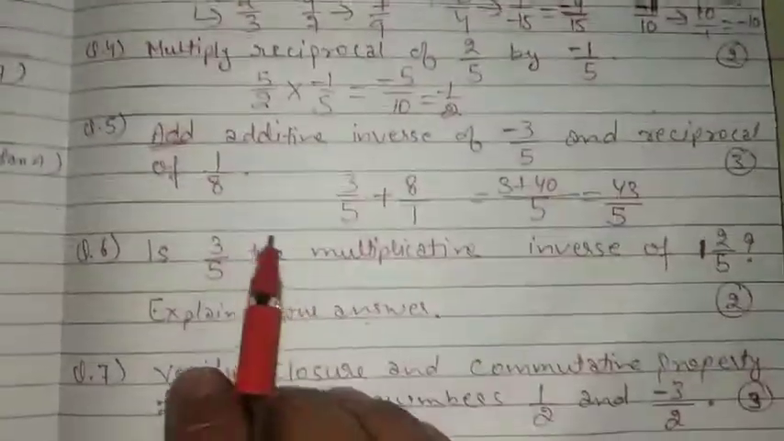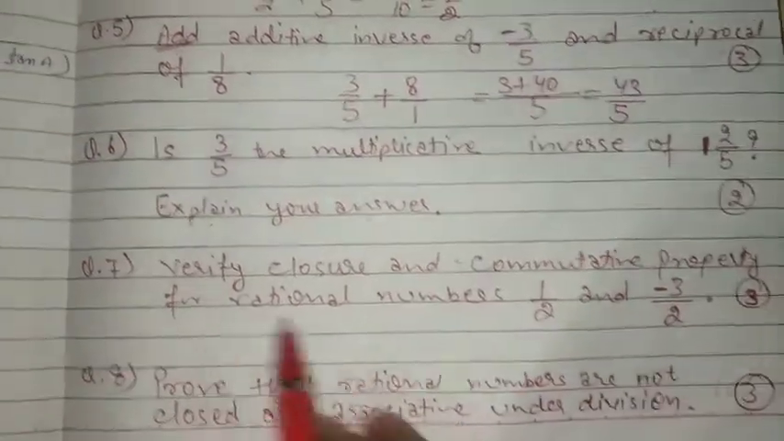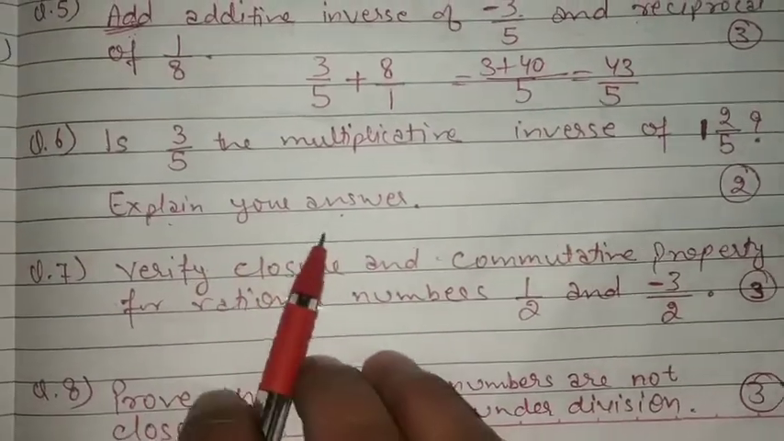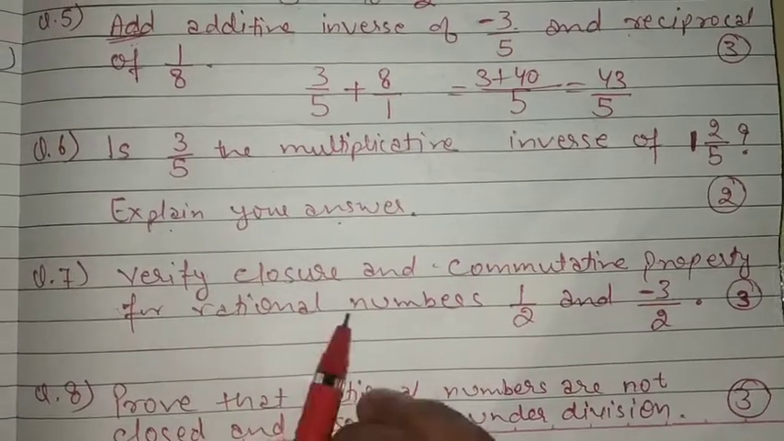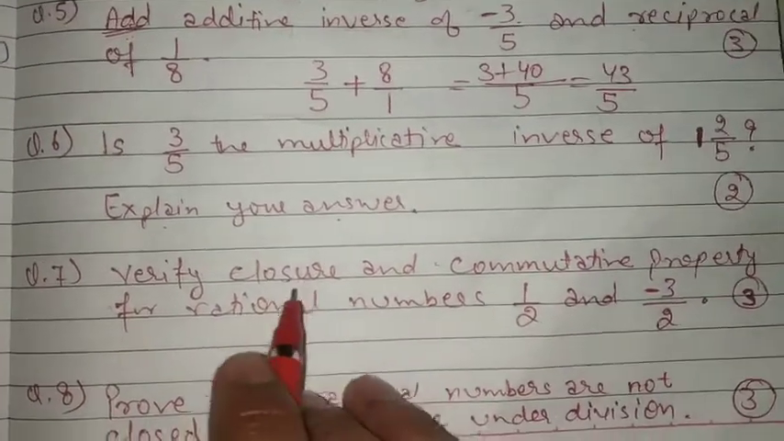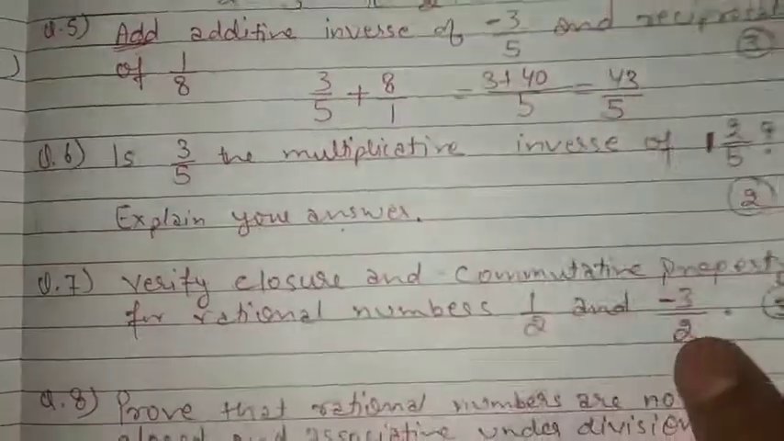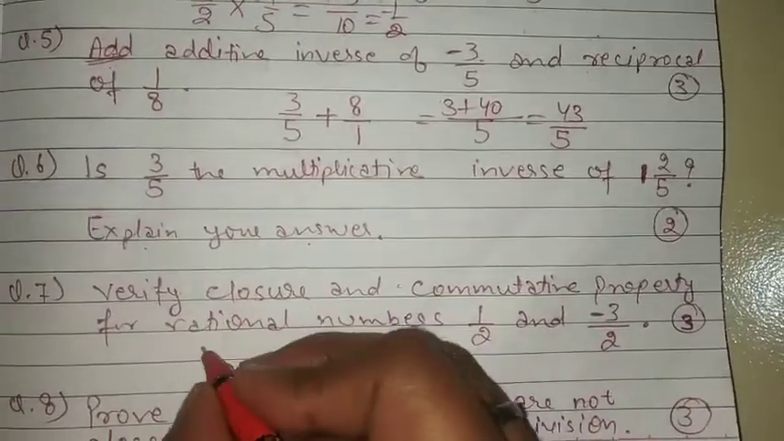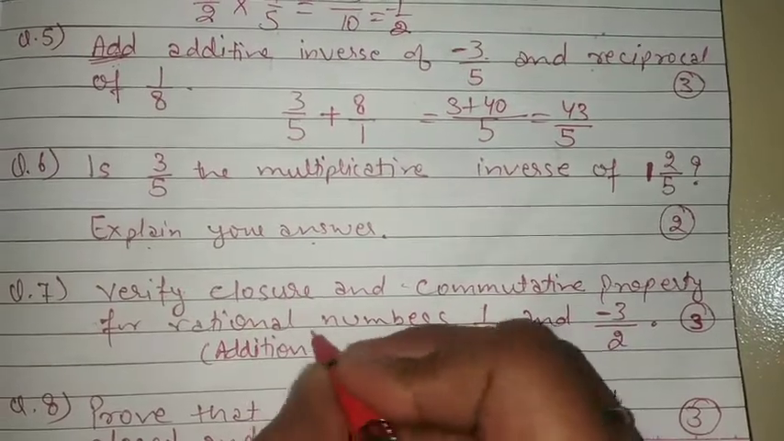Okay, in the seventh question we need to verify closure and commutative property for rational numbers. Closure property means that on adding, subtracting, multiplying and dividing rational numbers, we get rational numbers or not. This we needed to check. It is actually for addition. Actually no one asked on which operation we need to find this.